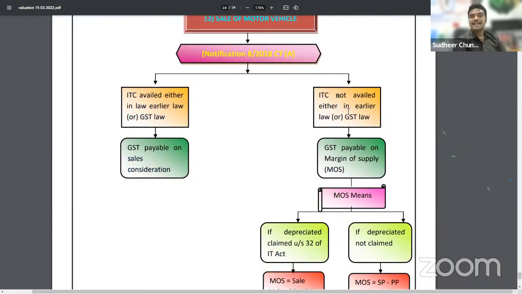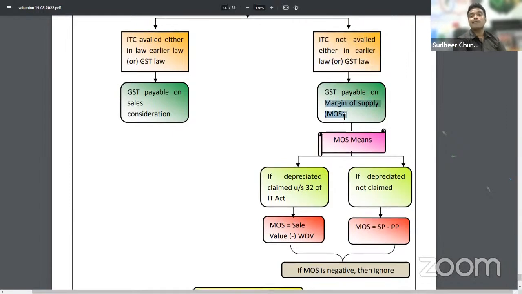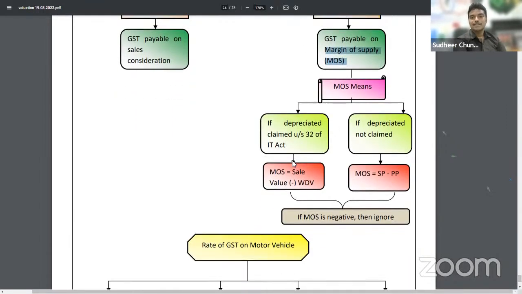Sir, if I didn't avail ITC, then what happens? If you didn't avail ITC, which is usual on motor vehicles since it is a blocked credit, then at the time of selling, if there is a margin of supply, we have to pay GST. What do you mean by margin of supply? If we are claiming depreciation, it is sale value minus WDV. If we are not claiming depreciation, sale price minus purchase price is the margin of supply. Sir, WDV in the books of accounts is 1 lakh and I am selling for 1,20,000. Then on 20,000 you pay GST.